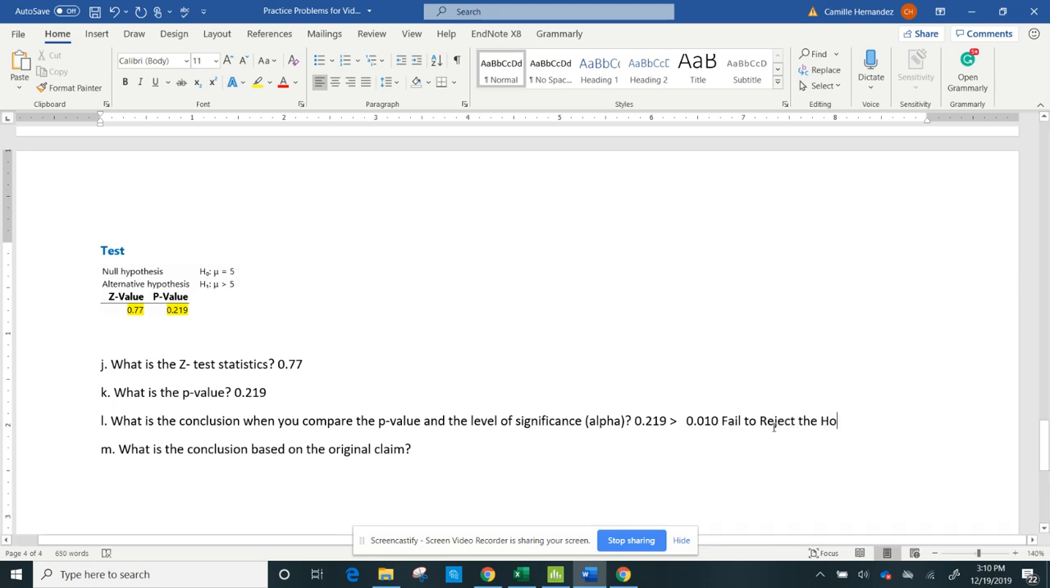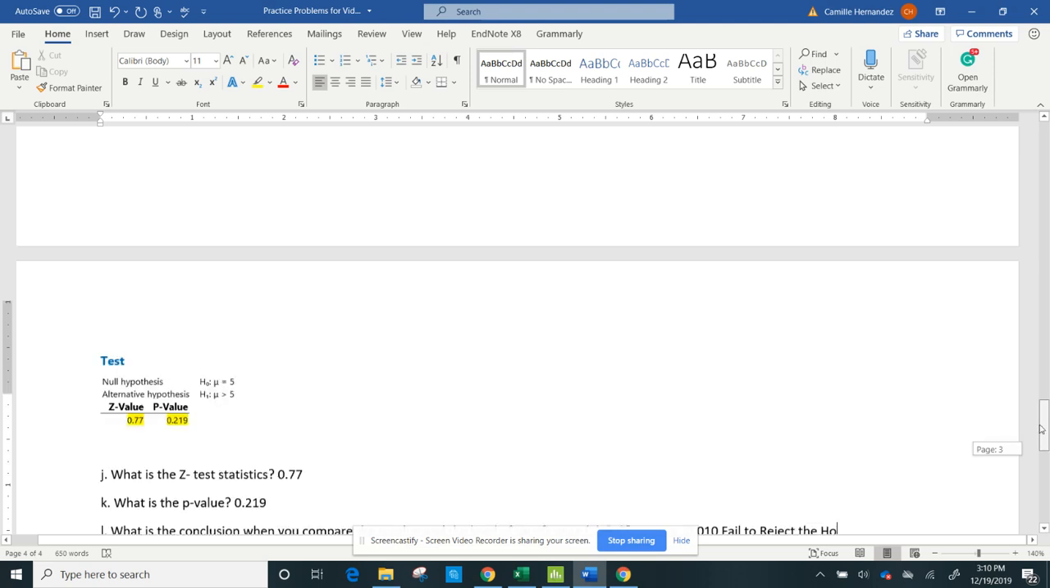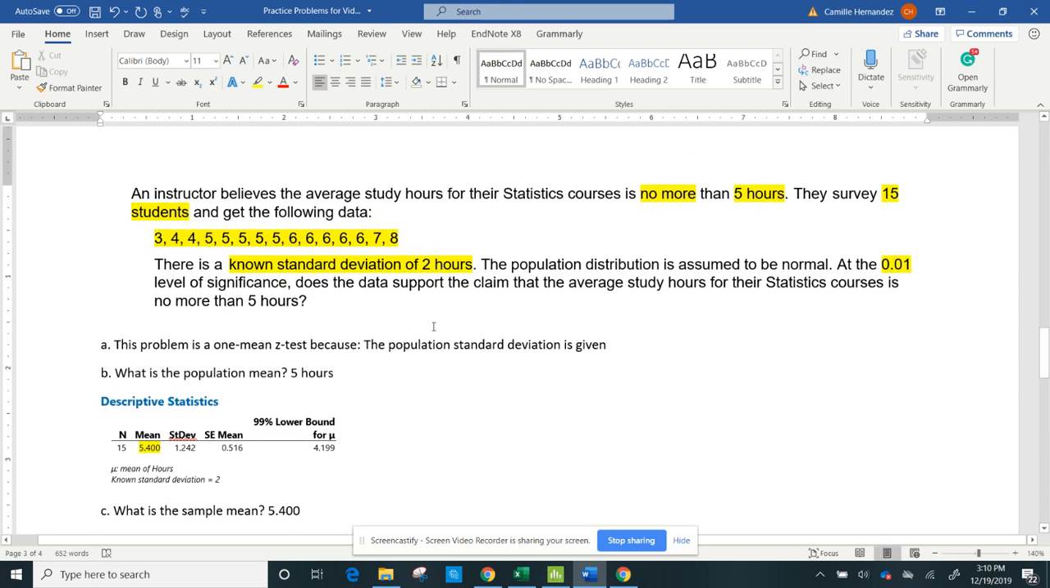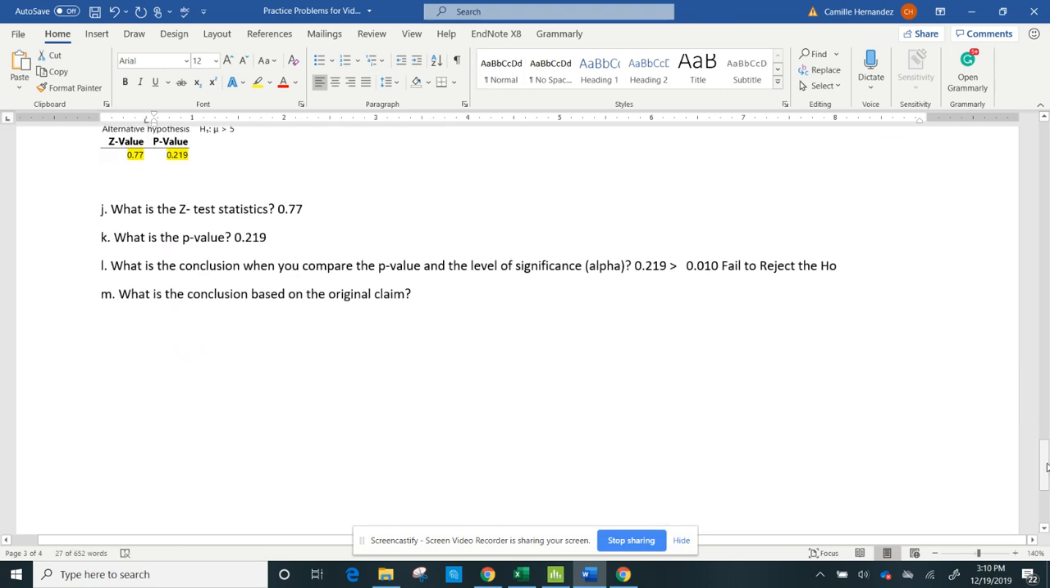Okay, so what does it mean if I fail to reject the null? I'm going to go back up to my hypothesis. It means that my null is true and my alternative is false. So that means, yeah, okay, so they do study no more than 5 hours. So then I'm going to go up here. Again, I'm being a little lazy. I'm going to copy this sentence, and I'm going to go down and I'm going to write it to conclude this.